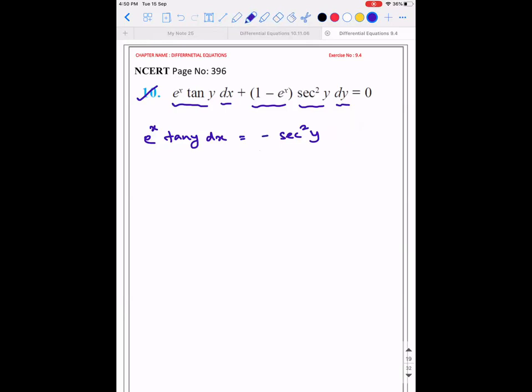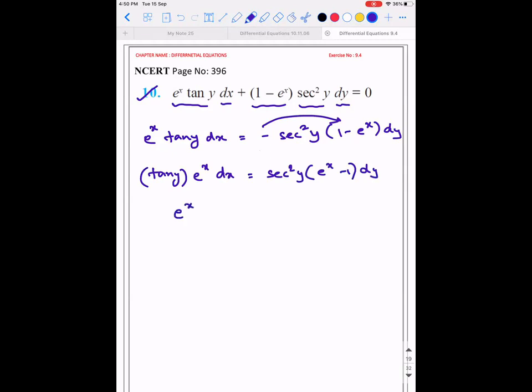So minus secant square y into 1 minus e power x dy. Okay, we can push the minus inside. So tan y into e power x dx is equal to secant square y into e power x minus 1 dy. Correct? So we'll collect all the x terms on the left hand side. e power x by e power x minus 1 dx is equal to secant square y by tan y dy.